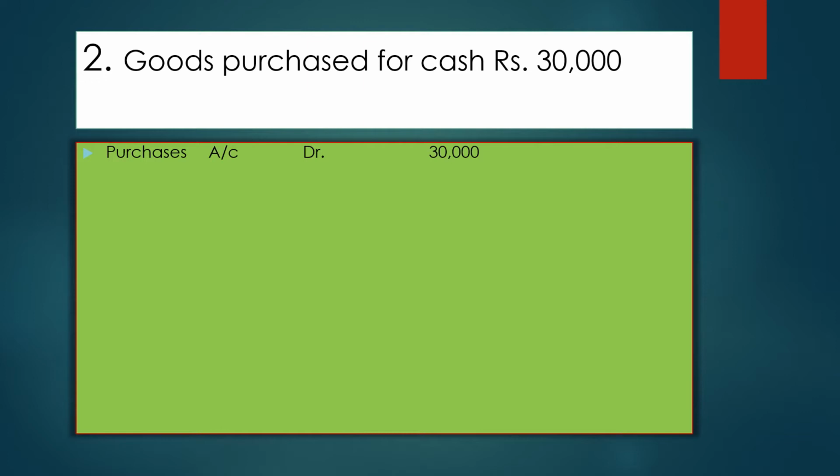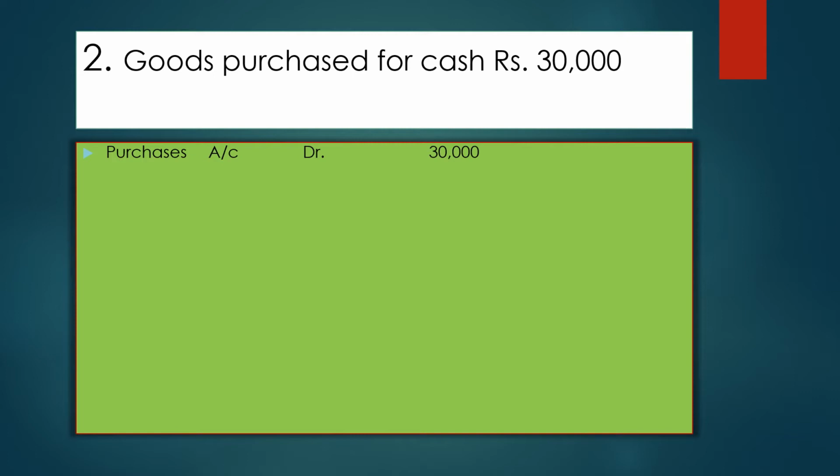Now, we need to question why we have debited purchases account. I have debited purchases account because of some rule, because of some perception. What is that rule? What is that perception? Now, let us see that.